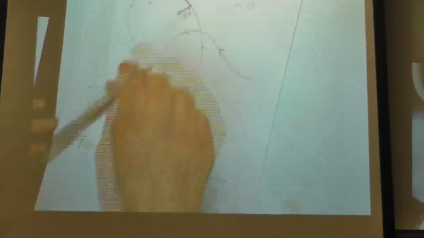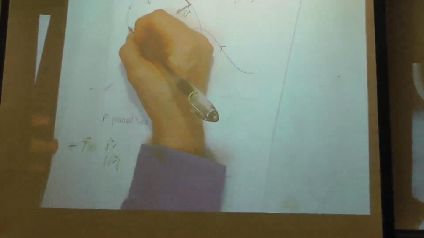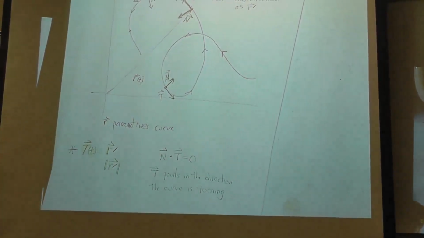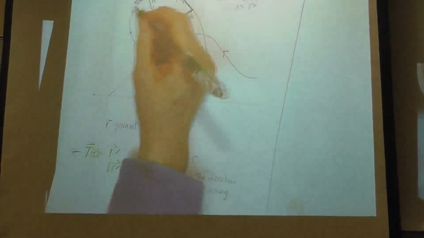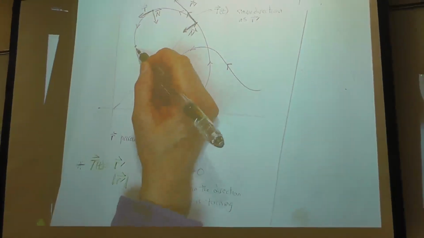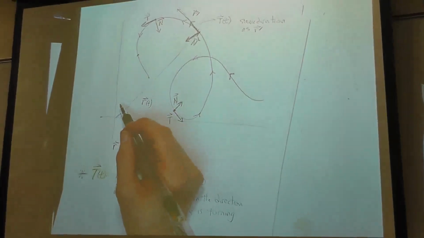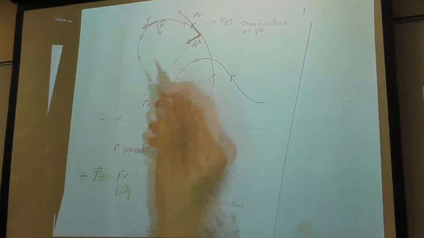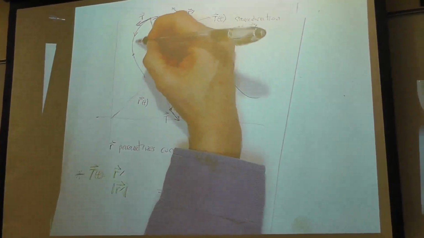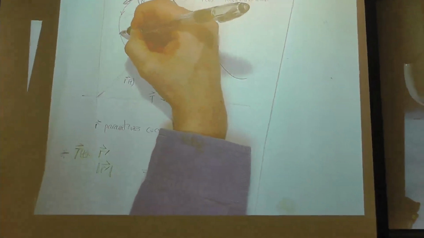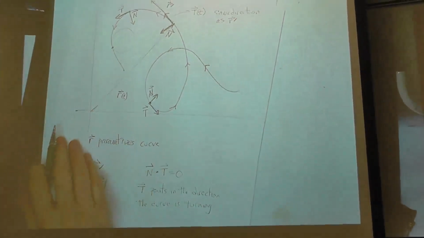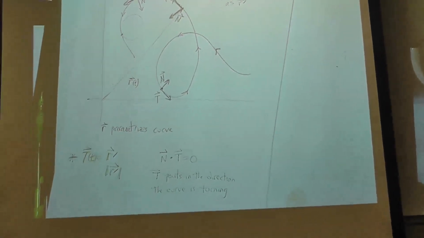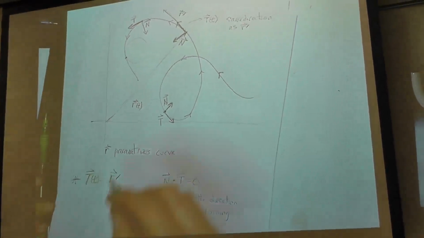Now, at each point along the curve, there's actually a circle of best fit. Okay? It's called the osculating circle. We're not going to compute with it. I'm not going to ask you about it. We don't have the time.